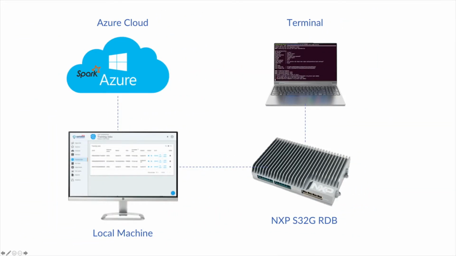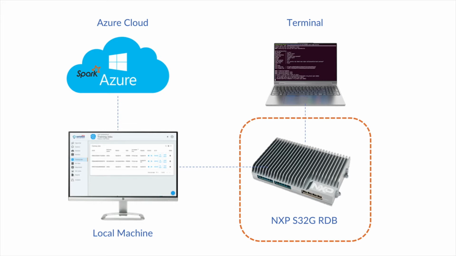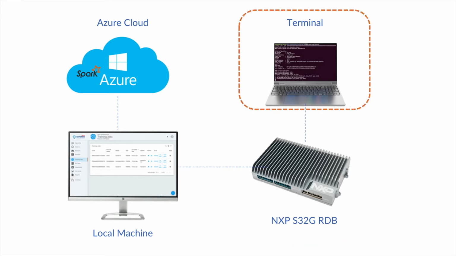In this demonstration, the vInsight Developer backend ran on a Spark cluster computing framework on Azure to support big data training and testing. A local computer ran a web browser with the vInsight user interface, and it was connected to an NXP S32G reference design board. A laptop was used as a terminal to access the S32G.